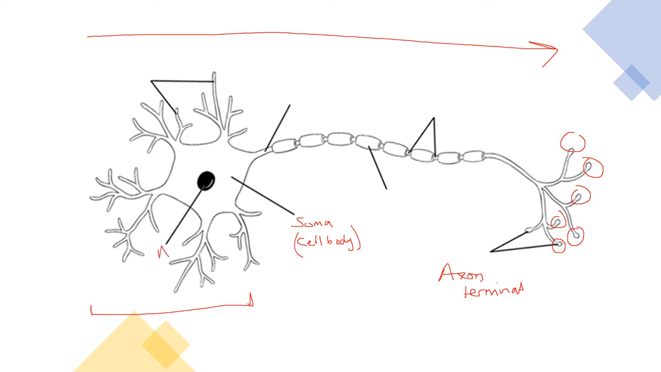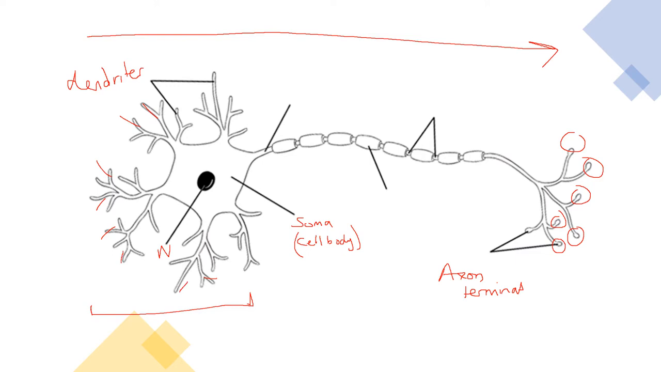We've obviously got N for nucleus, which I don't really need to fully label, and these spiky tree looking things are dendrites. Here, all these branches coming off the nerve there.